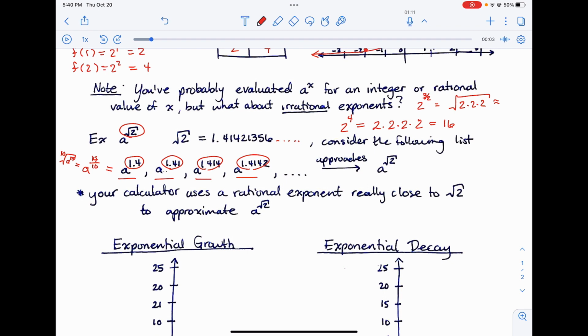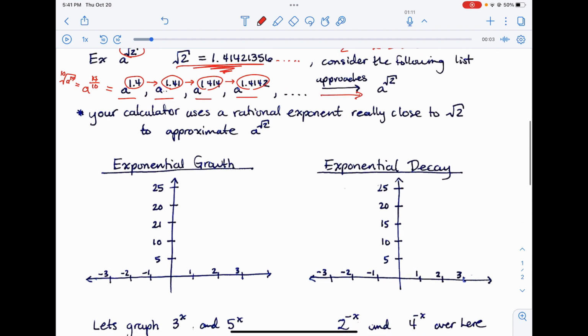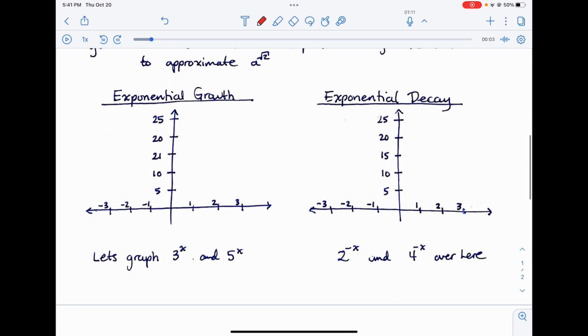And so because you can make this list in terms of rational powers, as the powers get more and more complicated, the powers are getting closer and closer to the actual square root of 2. So what we say is the outputs in this list approach a to the power of the square root of 2. And so that's how your calculators are actually doing these things. They don't actually plug in the square root of 2. They plug in a rational number very close to it. But they do a number so close that you don't even notice the difference if you're calculating. So that's just one thing to think about.